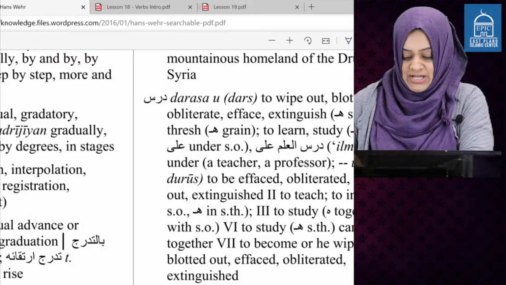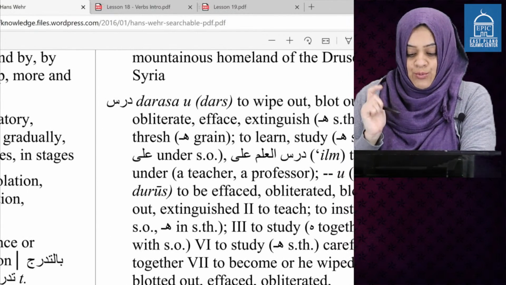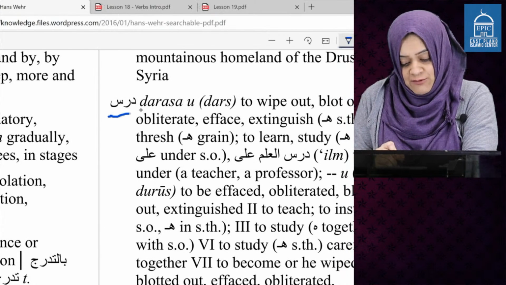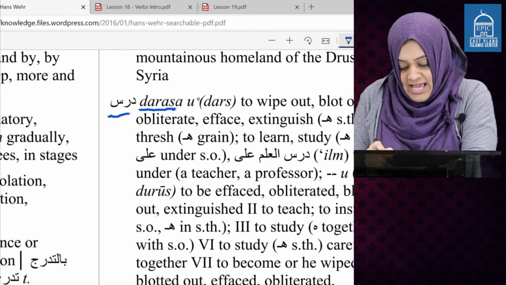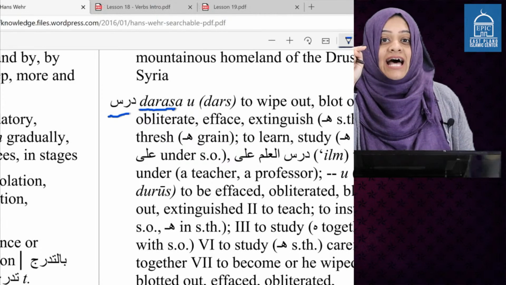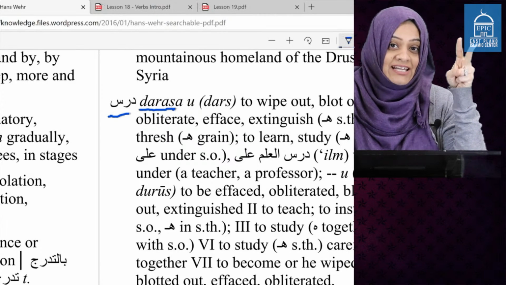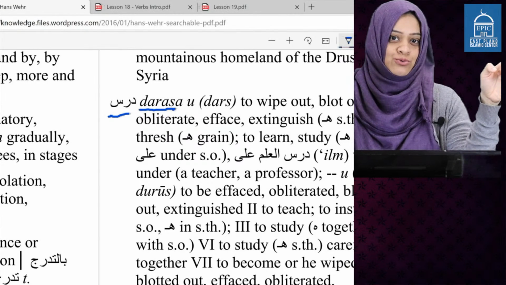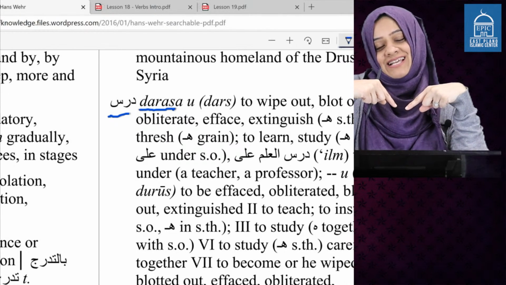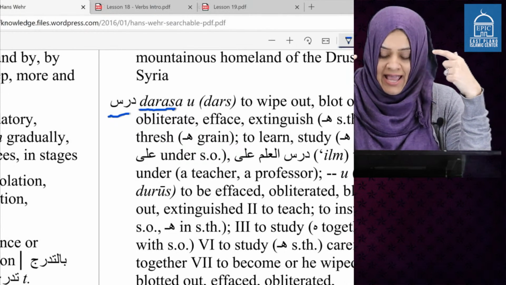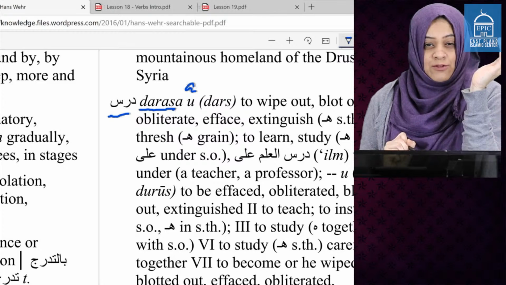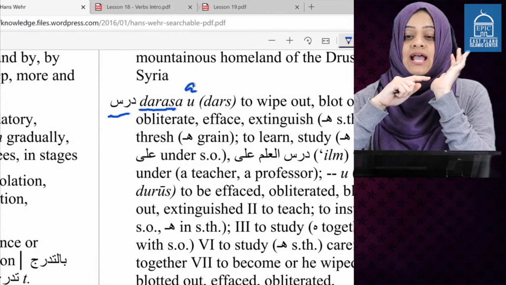So if you look at your screen, I have darasa up over here. You see dal, ra, and sa, right? Dal, ra, and sa. And they have spelled it out in English also for you. Darasa, okay? You see the U next to it, okay? This U is telling you that the mudare, the second letter is going to have the U sound. So it's going to be darasa yadrusu. You just have to follow these alphabets. So if it was a lowercase a there, then you would have said yadrasu.